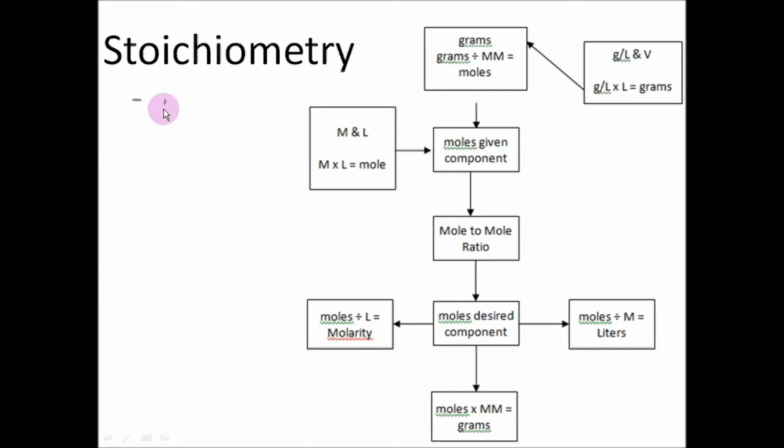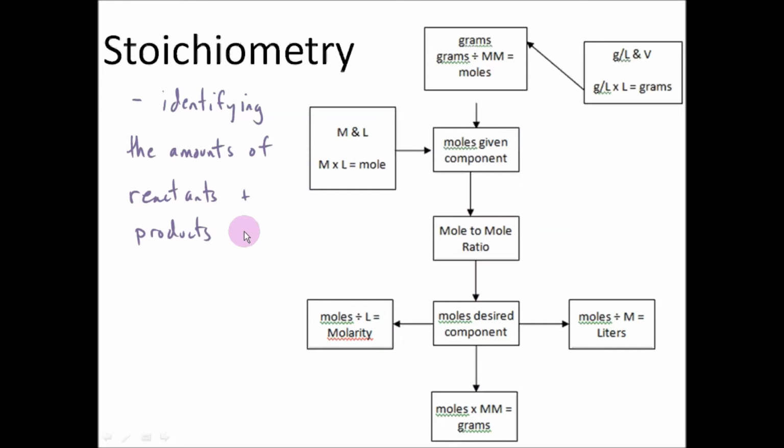Stoichiometry looks like a complicated word, but really stoichiometry is just the idea of identifying the amounts of products and reactants from a balanced equation using mole-to-mole ratios. We're just going to use a balanced equation to be able to figure out how much of the reactants can create products, or how much of a reactant is needed to react with another reactant. And the key here in the middle is this mole-to-mole ratio from a balanced equation.